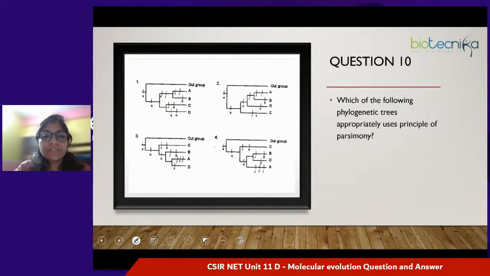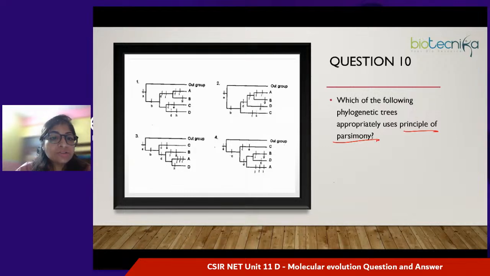Okay, next question. Which of the following phylogenetic trees appropriately uses the principle of parsimony? You can see that this principle of parsimony has been asked again and again. To answer this question is extremely easy. You just have to count the number of evolutionary events. But many a time, if you are not reading this chapter, you will not understand what this principle of maximum parsimony is.